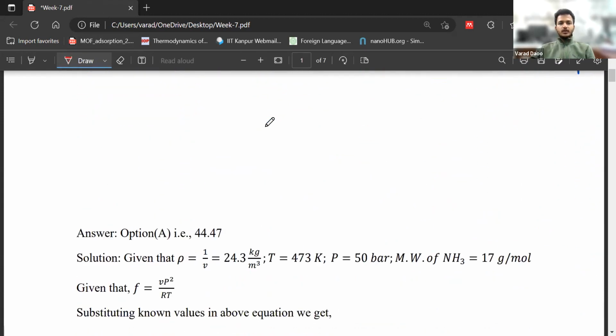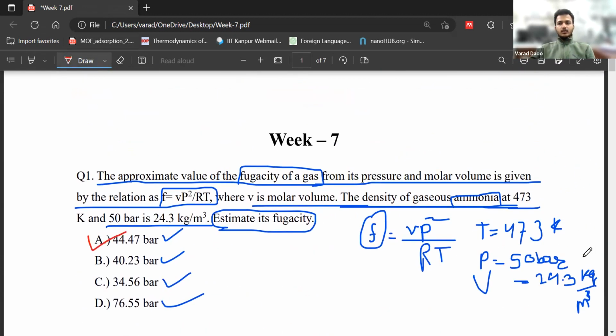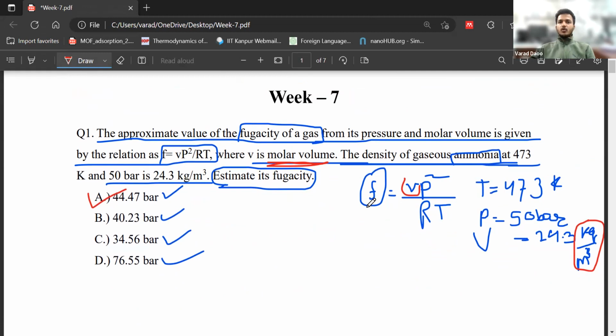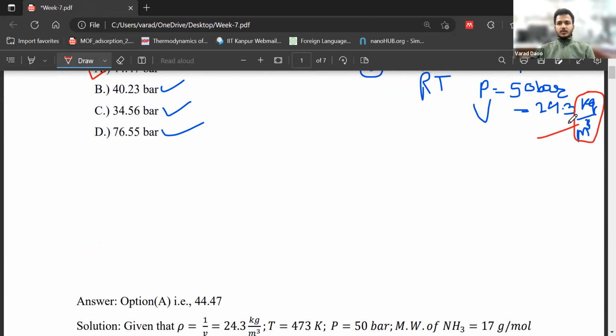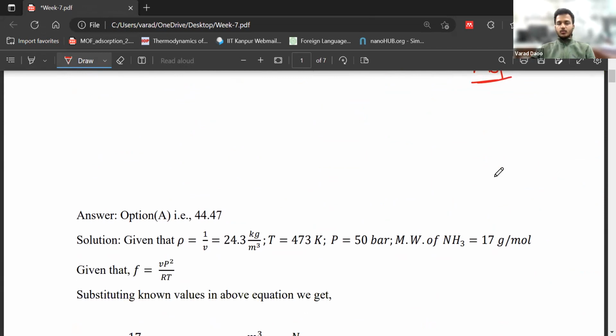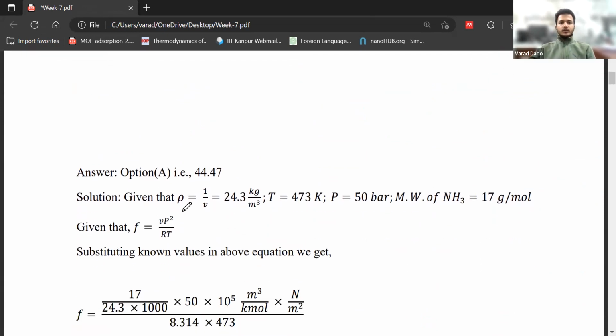Okay, so let us try to solve it. Remember, we are given the mass density in kg per meter cube, and what we need here is the molar volume. So it should be in terms of mole per kg or mole per gram or kilomole per kg. First we need to convert this kg per meter cube to mole per gram, the molar density. We know that rho, which is nothing but 1 by V, is 24.3 kg per meter cube. We also know the temperature, and we also know that the pressure has been given to us as 50 bar.